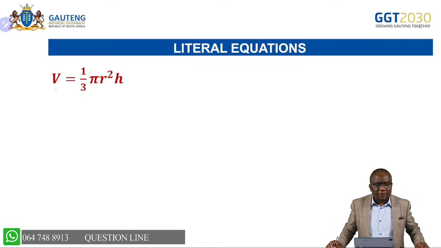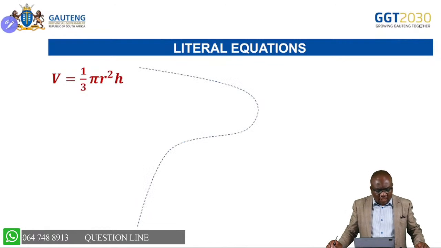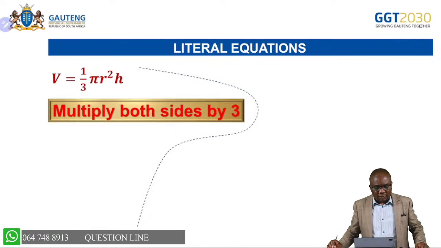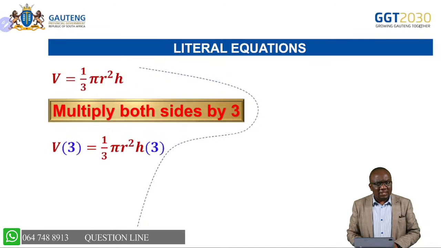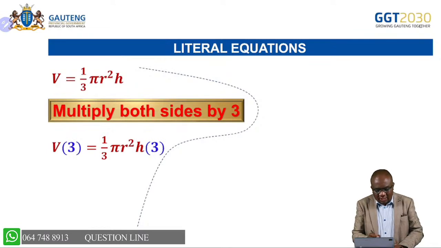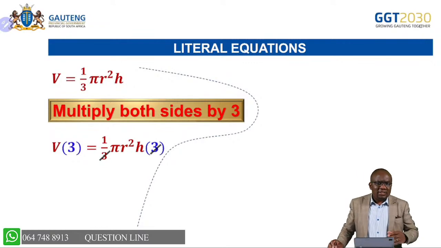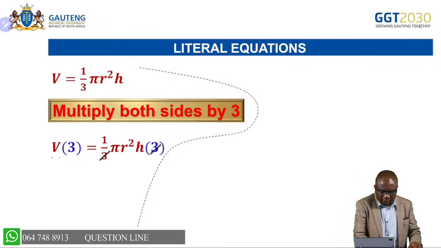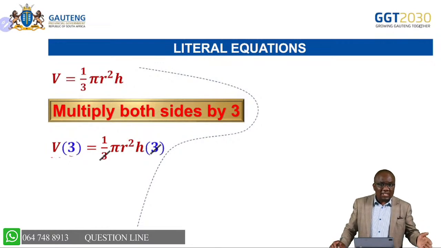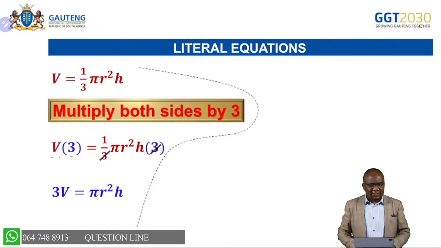Just try to be ahead of me. Multiply both sides by 3. You will get something like this, grade 10s. Multiplying both sides by 3, 3 divided by 3 gives 1. What do you remain with? Usually we start by writing the number, so it's going to be 3v. 3v is equal to pi r squared height.